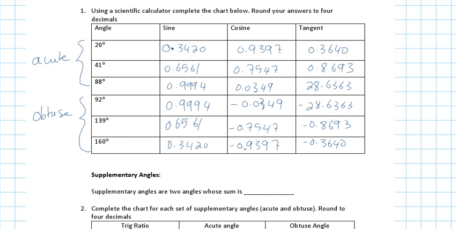Okay, I want you to do something for me. Add 88 and 92, please. 180. All right. Now, give me another two angles. 139 and 41. What do they add up to? 180. So 139 and 41, they add up to 180 as well, and they're giving you the same answer. How about the third one, 160 and 20? Do they add up to 180 as well? Yep.